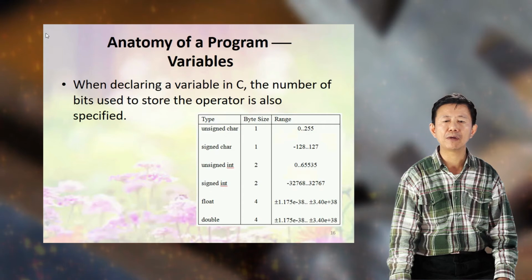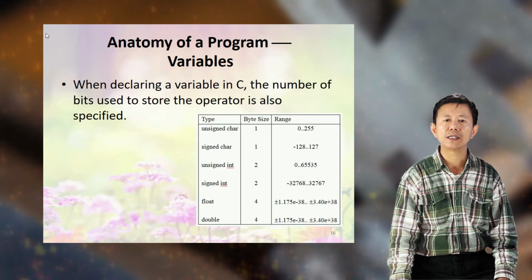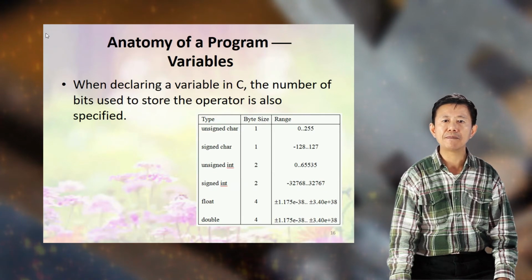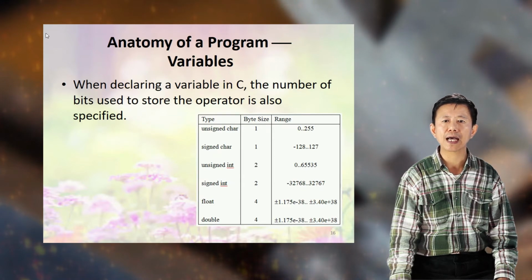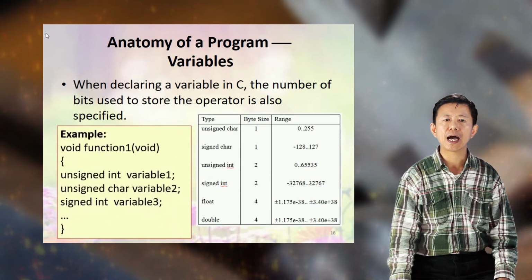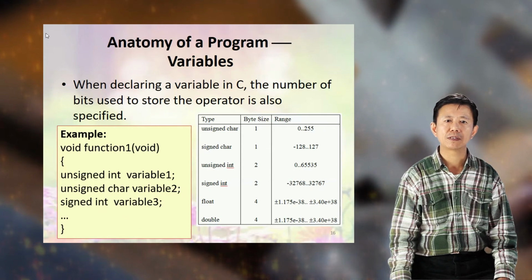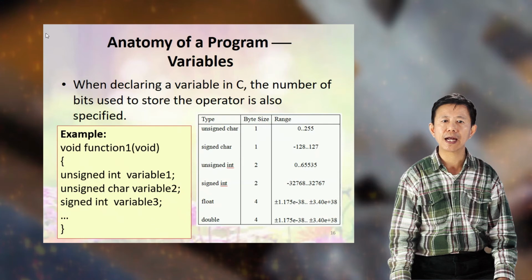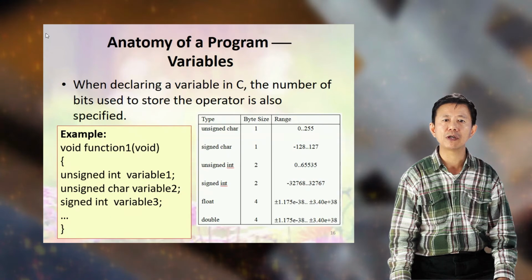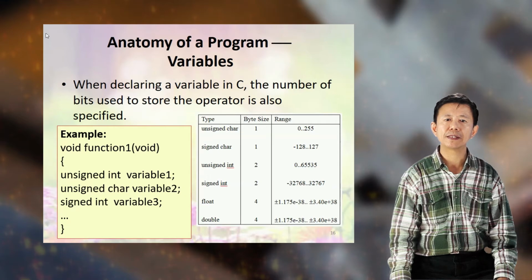When declaring a variable in C, the number of bits used to store the operator is also specified. The table on the right-hand side shows the byte size and range of different types of variables. Here I give you an example of declaring all the types of variables. For example, variable 1 is declared as an unsigned integer. It takes 2 bytes to store variable 1. Since 1 byte equals 8 bits, it is equivalent to say it takes 16 bits to store variable 1.